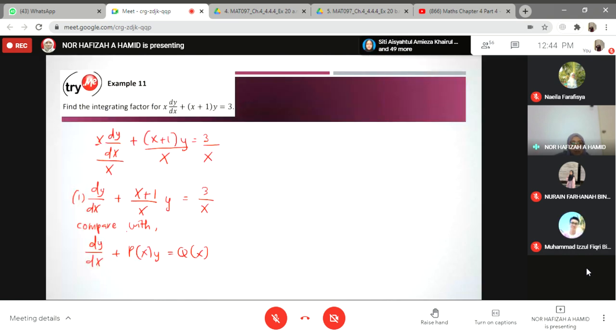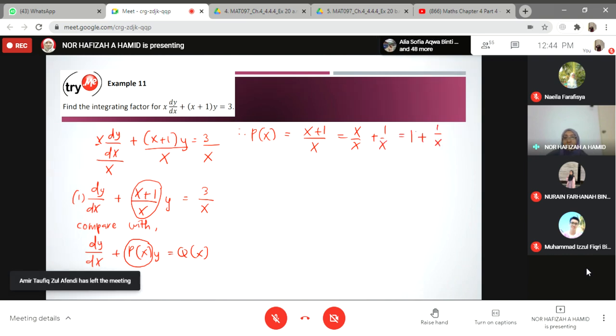So compare with dy over dx plus pxy equal to qx. I want you to identify what the function px is. So if you compare, you have x plus 1 over x, and this represents your px. So px is equal to x plus 1 over x. You simplify: x over x plus 1 over x becomes 1 plus 1 over x. So this is your px.